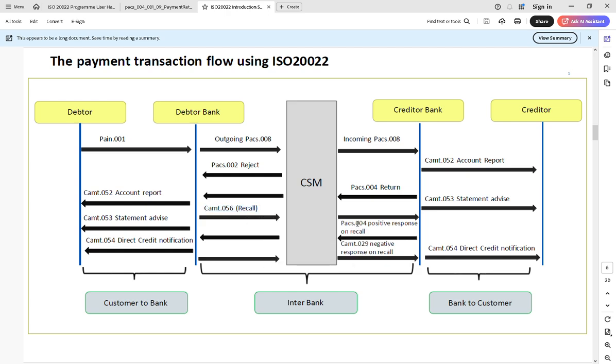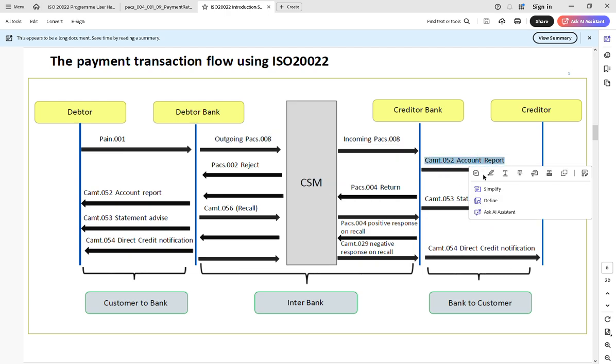The response to that message is PACS.004, either positive or negative. Whenever it's positive, PACS.004 is sent by the creditor agent. If it is a negative response, then you send CAMT.029 as a negative message. If it is positive, then we send PACS.004 plus CAMT.029, both messages with a positive response. This is the flow of CAMT.056 and PACS.004 which we are going to see now. In the PACS.004 message, we include the PACS.008 message inside as well. We are going to see that today.